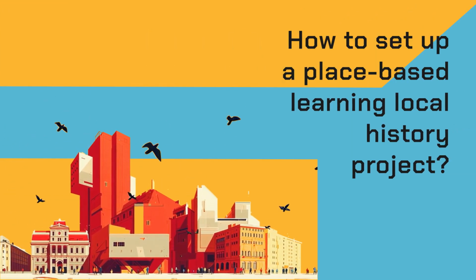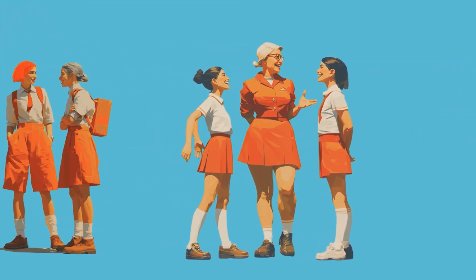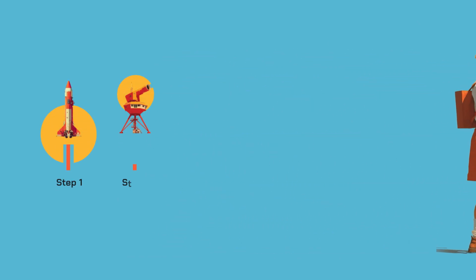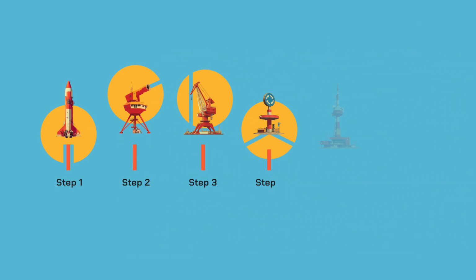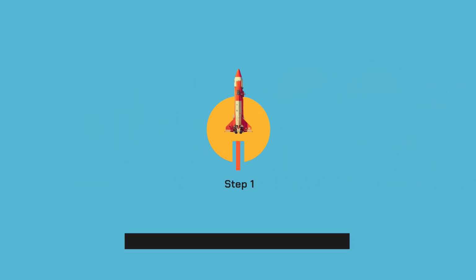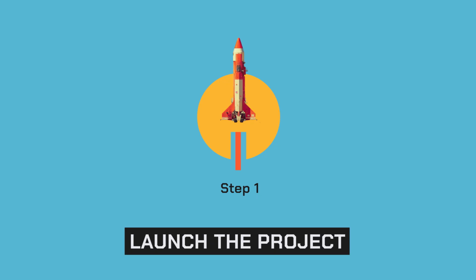There is not one single way of implementing a place-based learning local history project. Based on the past experience of our teachers and students and expert guidance in our projects, we identified a step-by-step breakdown to help you and your students build a meaningful learning journey. Step 1. Launch the project.